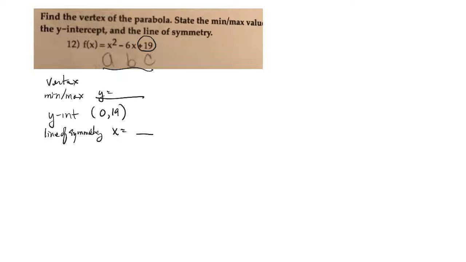Okay, to find the vertex, you can do it two ways: either complete the square or use the formula. I'll show both ways. So I have f(x) = x squared minus 6x plus 19. To complete the square, you isolate the first two terms, and if there was a number in front of the x squared, you'd factor it out. But if there isn't, it makes it a little easier.